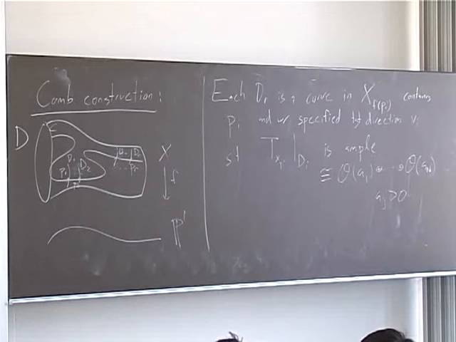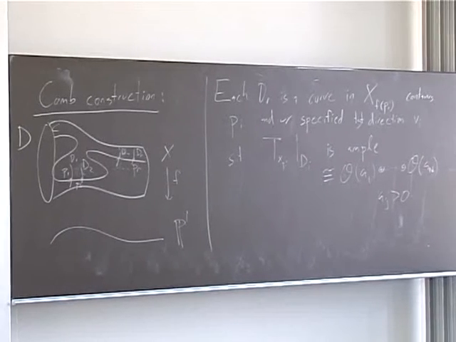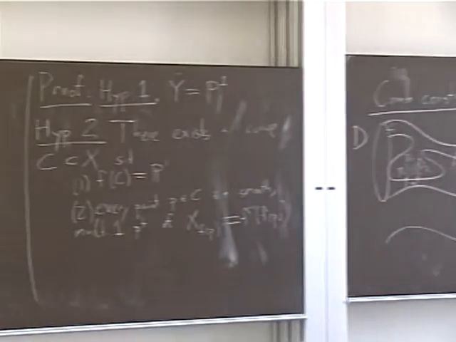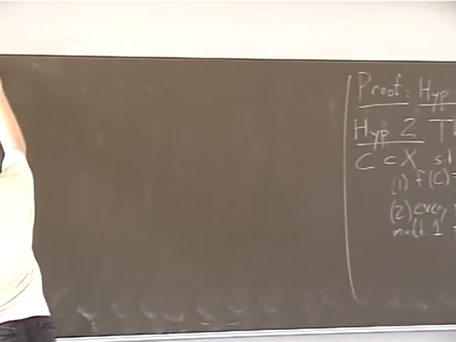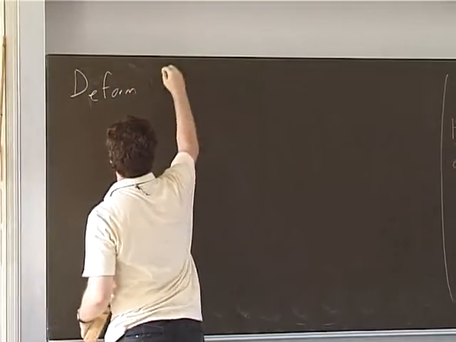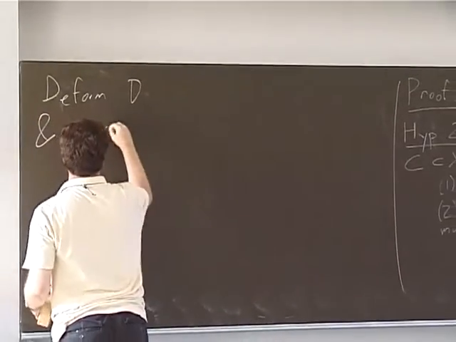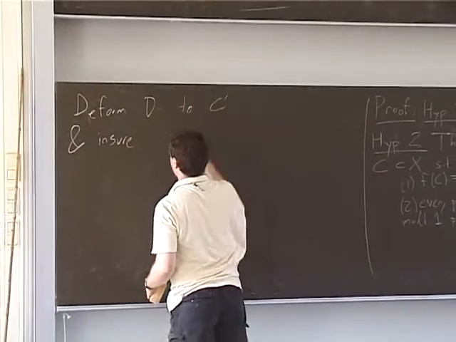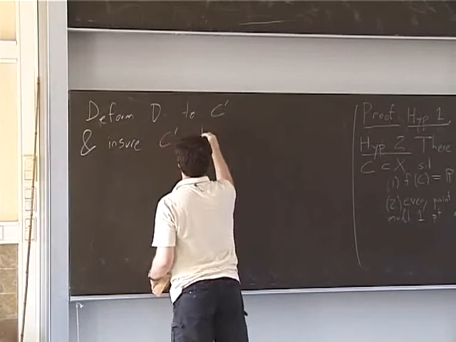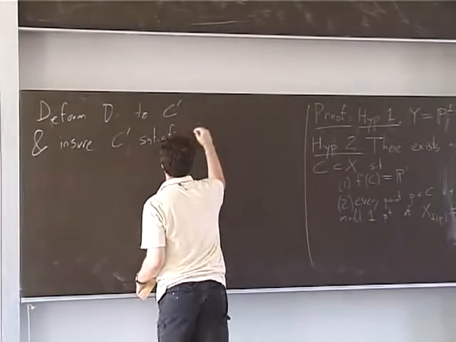So we want to deform this curve D to a curve C prime, and we want to guarantee that that curve C prime satisfies the condition. So deform D and ensure C prime satisfies the condition.